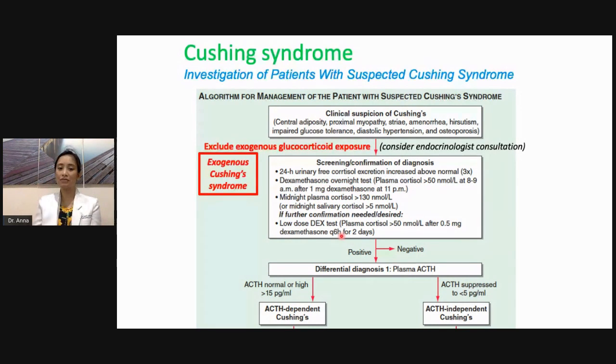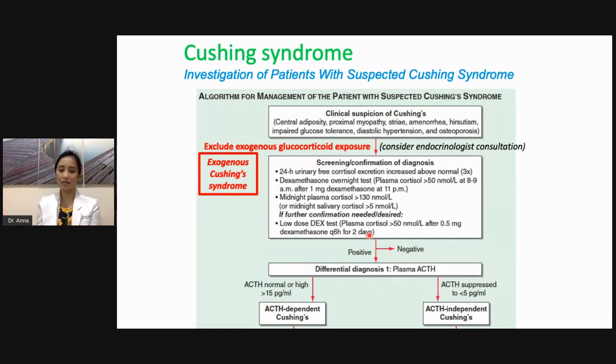So usually we do a low dose dexamethasone suppression test over 2 days. Sometimes, if there are any discrepancies in any of the screening tests, and since you are already able to answer the first question, does this patient have Cushing syndrome? You now try to find where it's coming from.